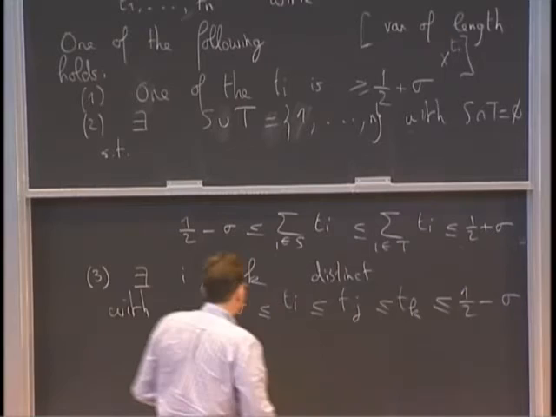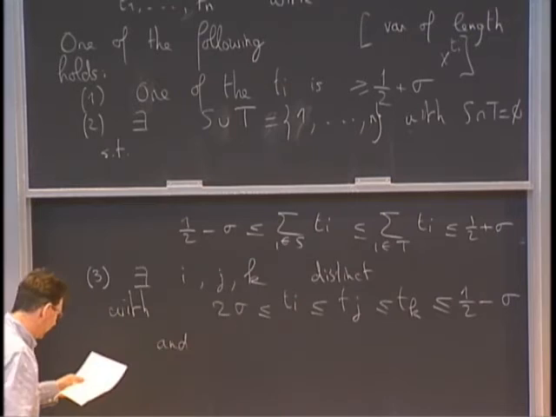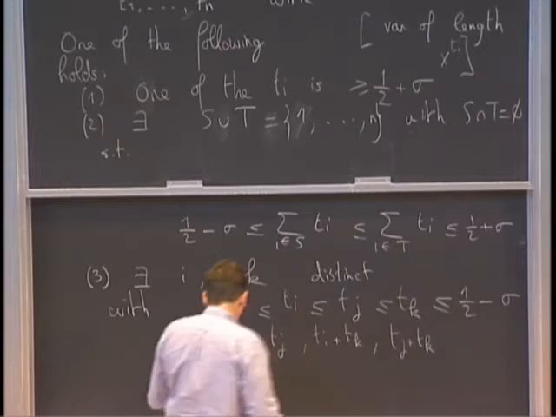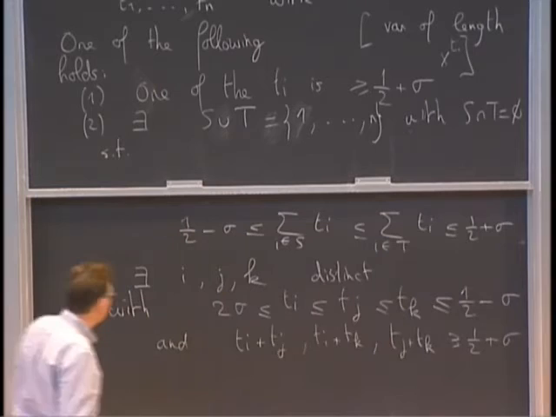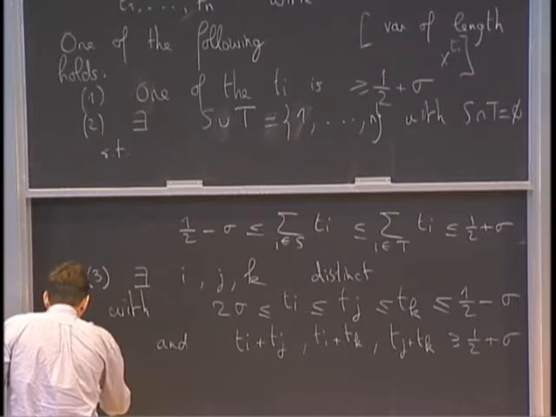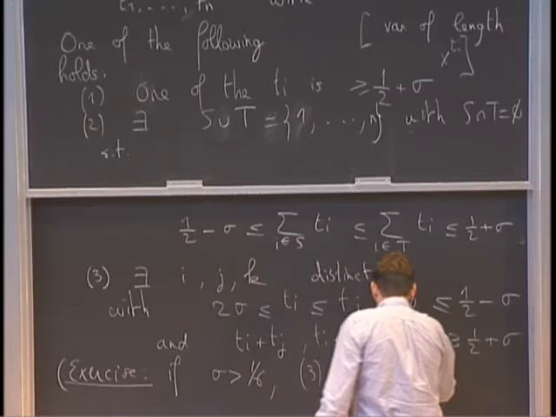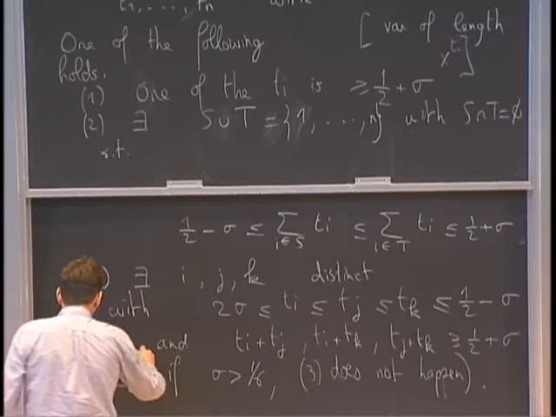Okay, so we're just ordering the three lengths, that's no problem. And none of the two sums is small. So if you take the product of any two of these three variables, each of them is at least 1/2 plus sigma. Now, before I explain what this means, let me give a small exercise that you can think about: if sigma is larger than 1/6, case 3 does not happen. And that's completely easy just by playing with these inequalities.